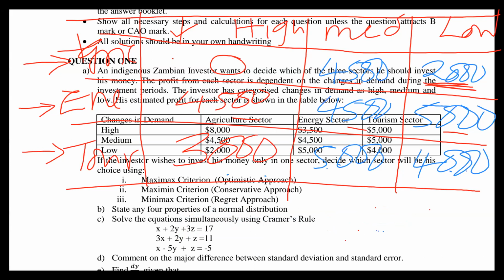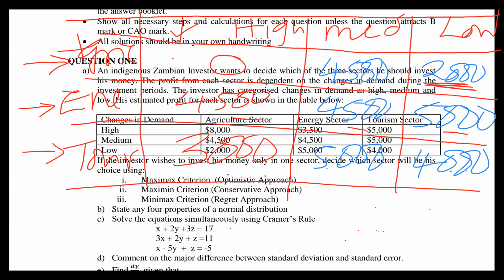No, it's well. So what you do, madam, you follow the scenarios, okay? Or these forces that you do not have control over as an investor. So you are choosing which sector to invest in, but the scenarios that you don't have control over are the changes in demand: high, medium, and low demand. So you are asking yourself, when the demand is high, what is the highest payoff that I can get from which sector? You find that it is from agriculture, isn't it?